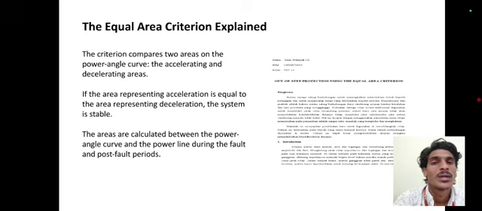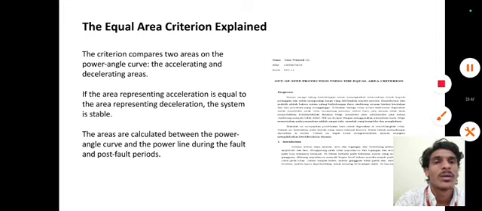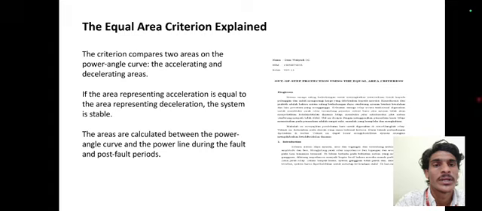The equal area criterion explained. The criterion compares two areas on the power angle curve, the accelerating and decelerating areas. If the area representing acceleration is equal to the area representing deceleration, the system is stable. The areas are calculated between the power angle curve and the power line during the fault and post-fault periods.